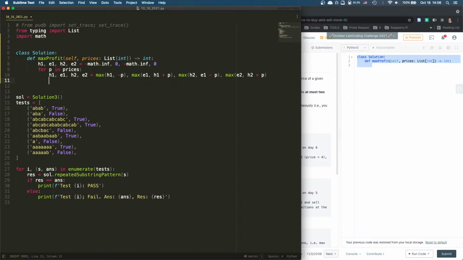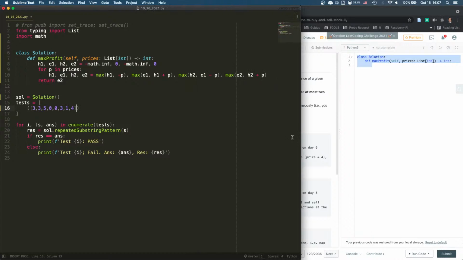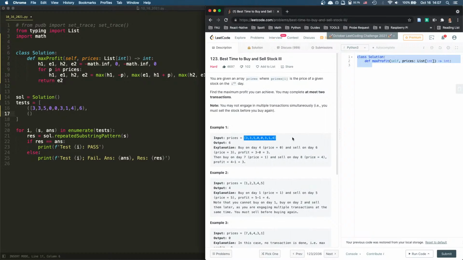Right, so we go through all this and then return. We always return E2, because it's not right to return E1. If you return E1, then you have more chance to buy and sell again, so E2 will be at least not smaller than E1. Alright, so we can just go through the same test cases as we went through yesterday and see how we get. It should be correct because we did it yesterday.